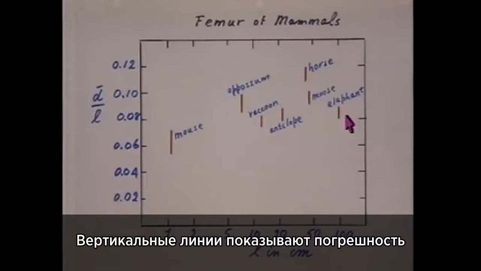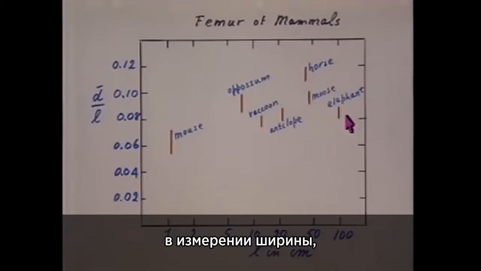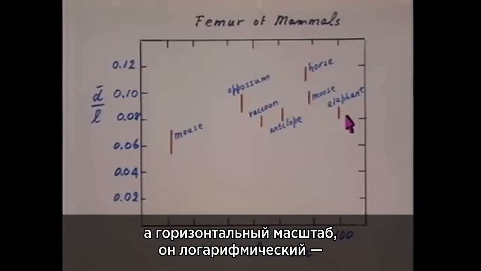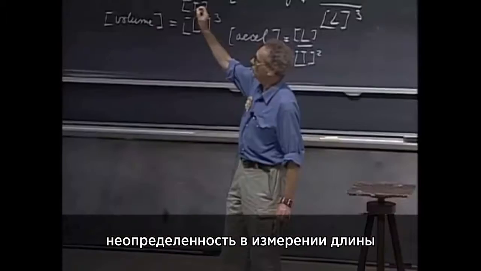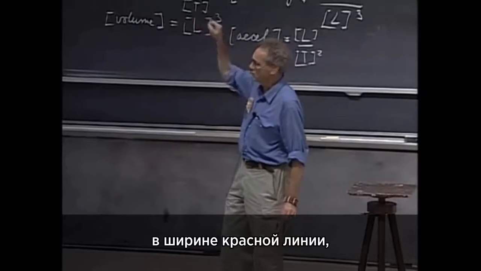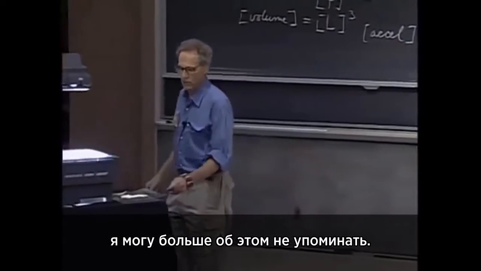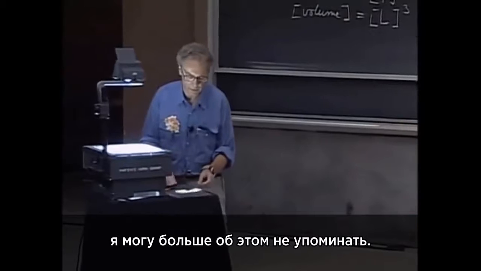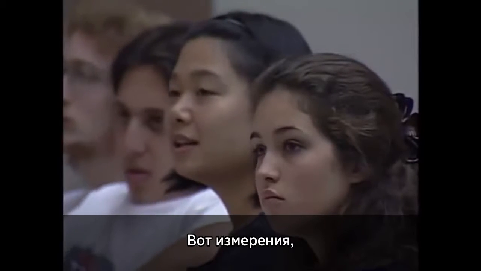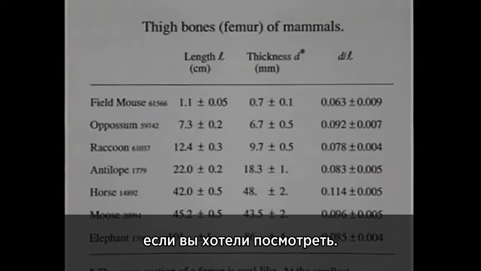There is no evidence whatsoever that d over L is really larger for the elephant than for the mouse. These vertical bars indicate my uncertainty in measurements of thickness, and on the horizontal scale, which is a logarithmic scale, the uncertainty of the length measurements is in the thickness of the red pen, so there's no need for me to indicate that any further. And here you have your measurements, in case you want to check them.